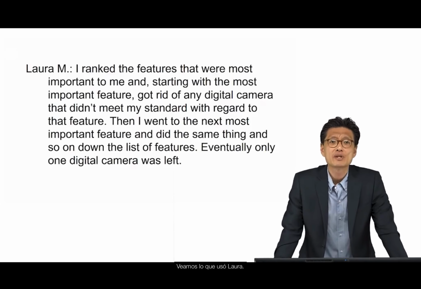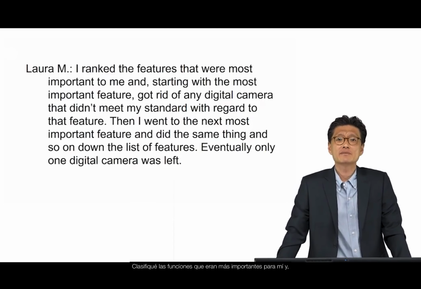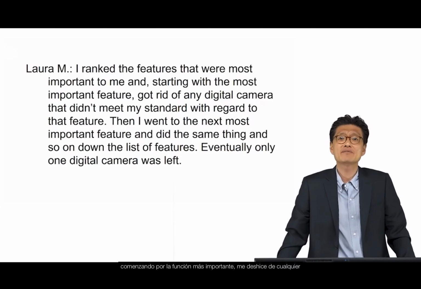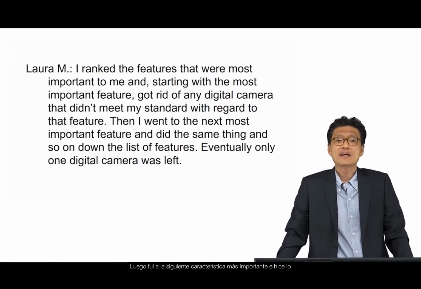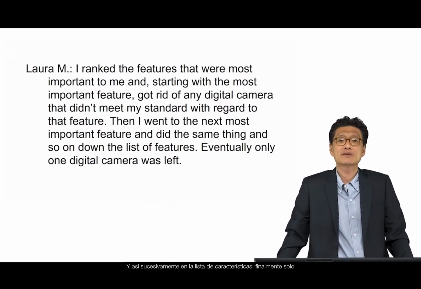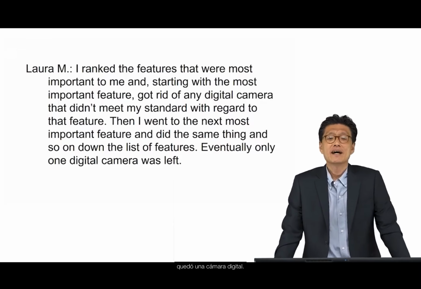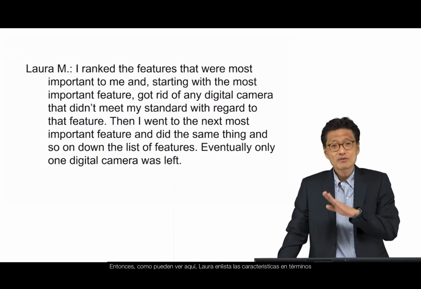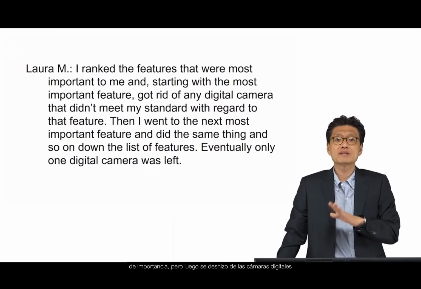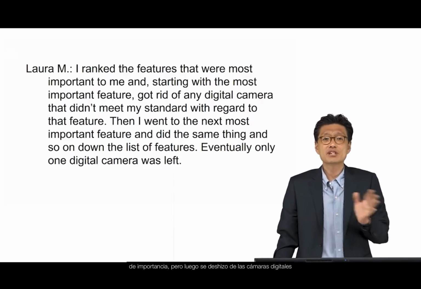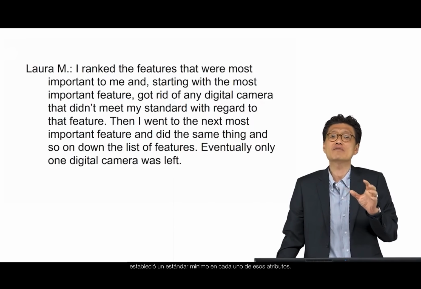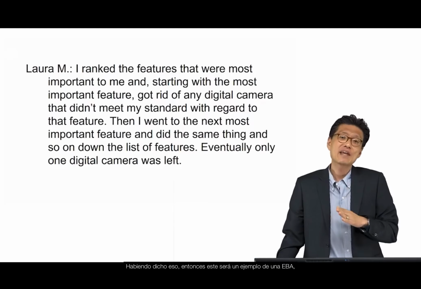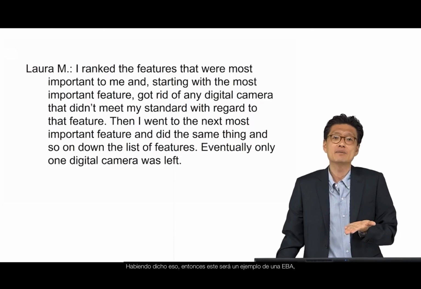Let's look at what Laura used. I ranked the features that were most important to me, and starting with the most important feature, got rid of any digital camera that did not meet my standard with regard to that feature. Then I went to the next most important feature and did the same thing, and so on down the list of features. Eventually, only one digital camera was left. So as you can see here, Laura ranked the features in terms of importance, but then got rid of the digital cameras that didn't meet the standard, which means that she set a minimum standard on each of those attributes. So having said that, this would be an example of an EBA, elimination by aspect.